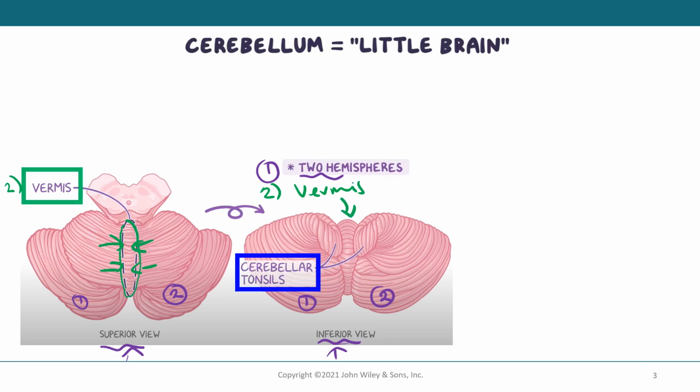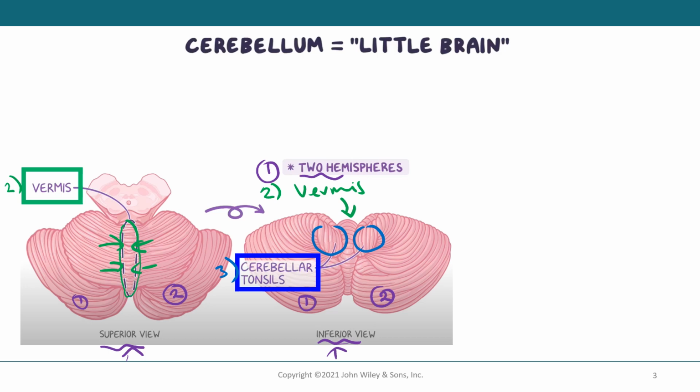Now I'm going to talk about the third structure that you can see here, which is only seen in the inferior view: these lobules, that can only be seen in the inferior view in the anterior portion and close to the vermis.